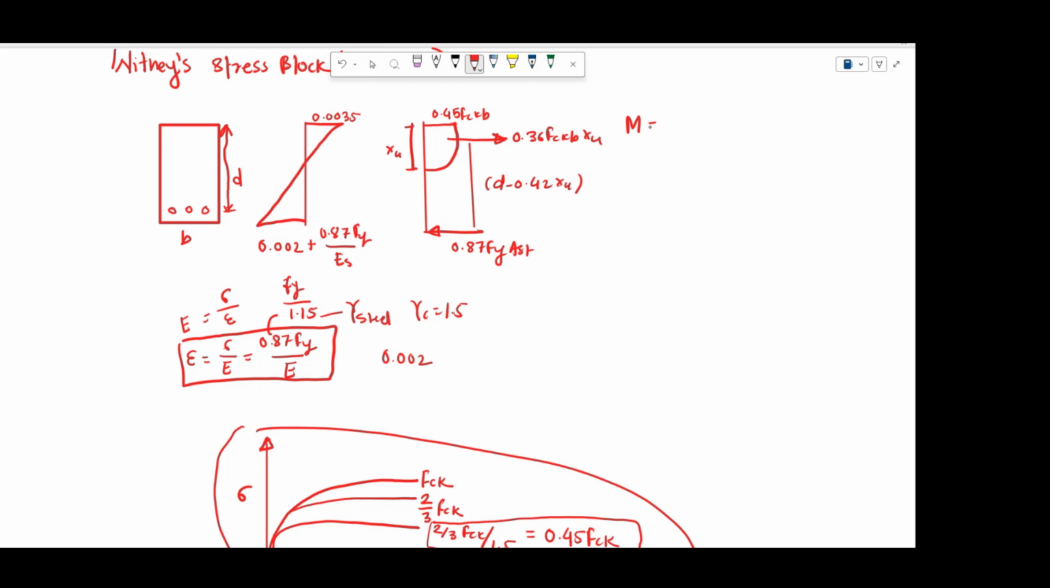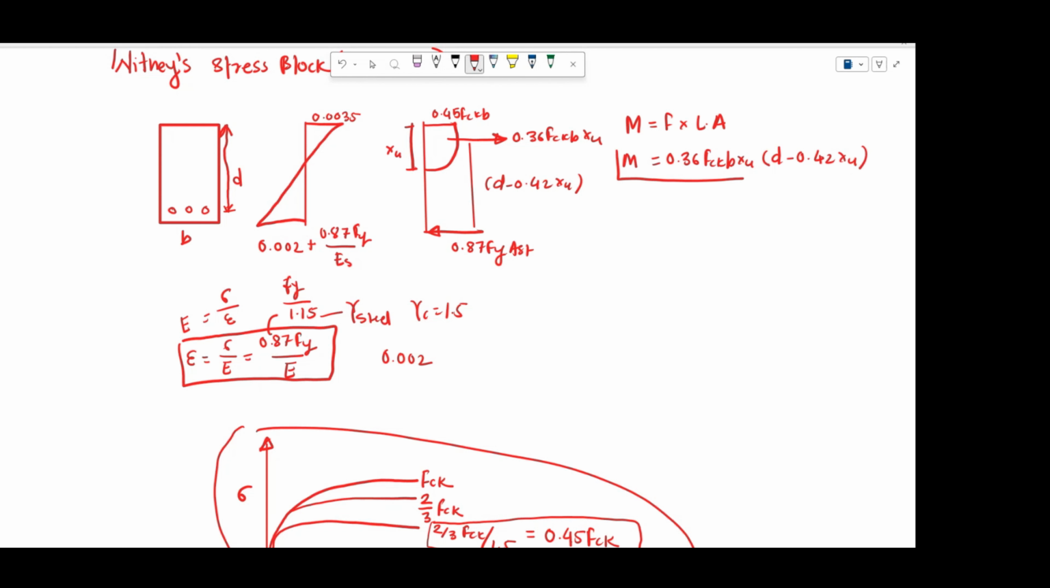Now, coming back to the main picture, moment. The value of moment is equal to force multiplied by lever arm. Let's assume the force that we are taking is compressive as of now. So your overall moment of resistance will come out to be something like this.